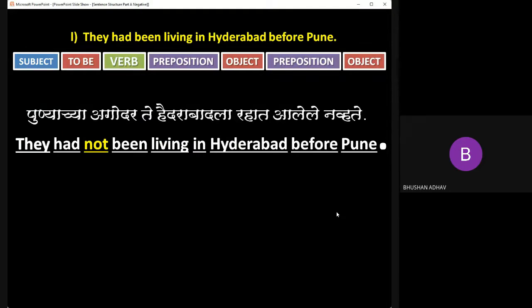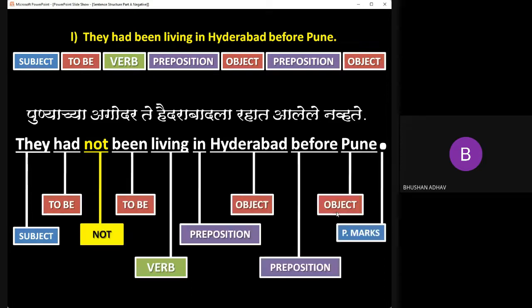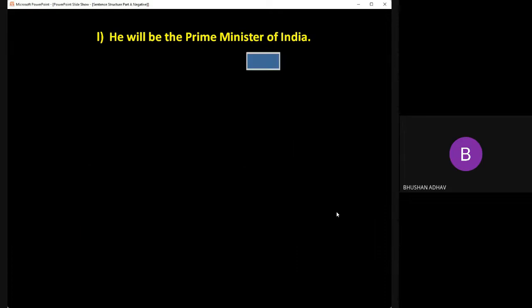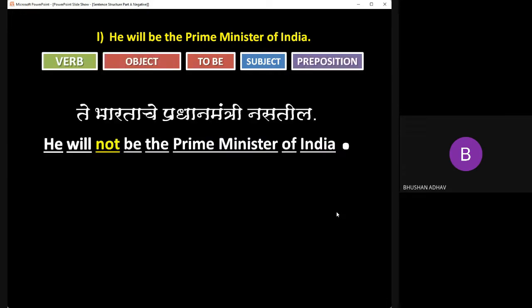They had not been living in Hyderabad before Pune. Correct. He will be Prime Minister of India. Will be: two words are over there as a to be form. Just put not after will. He will not be the Prime Minister of India.